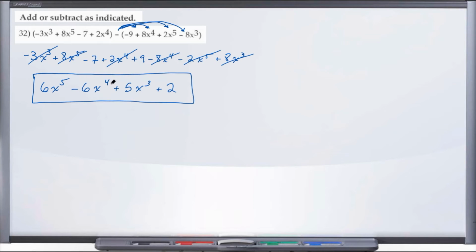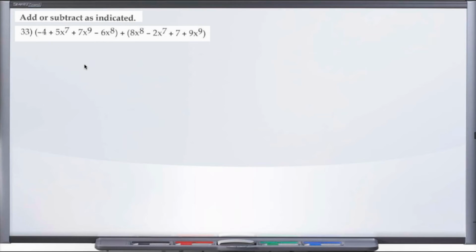So 5, 4, 3. We don't have a square and we don't have just a single variable. And so after the cube would come the constant. All right, and let's look at 33. So add or subtract is indicated. Well, this time we are adding, right? So we don't have anything to distribute. And so in this case, we can drop the set of parentheses for both of these expressions here.